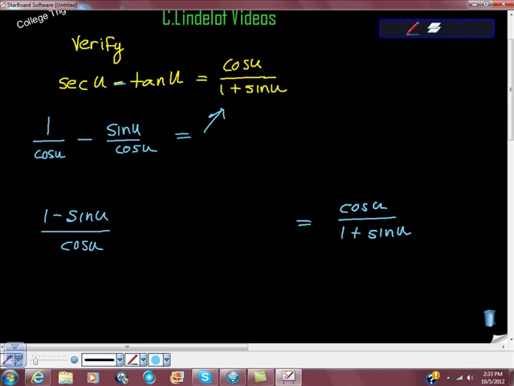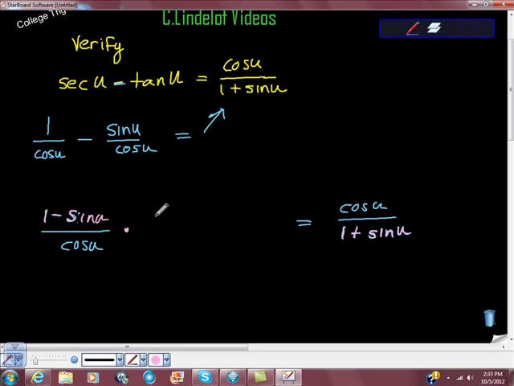And now, this is my clue here, and I get a lot of questions like this, like how do you know what you're going to do? And I'd be lying if I said I automatically just know. But I'm noticing 1 minus sine u and 1 plus sine u. I'm not manipulating, I'm just taking a look at it. These are conjugates of each other. So I'm thinking, you know what, I'm going to try to multiply this side by the conjugate.